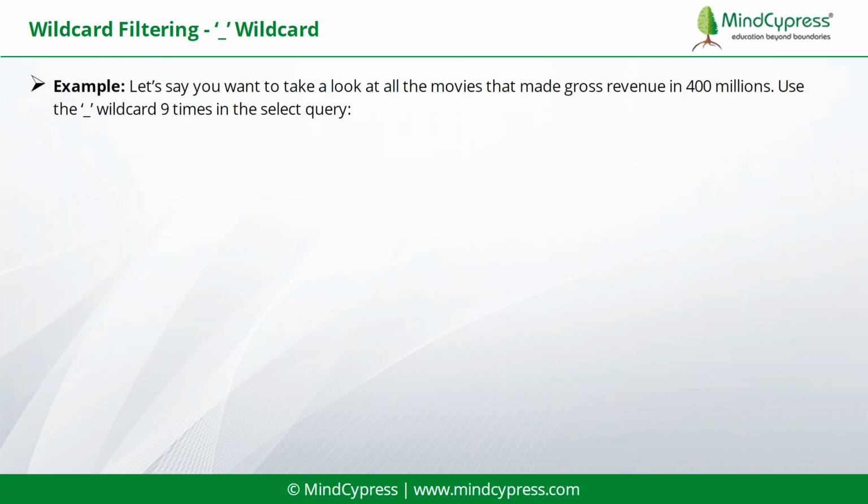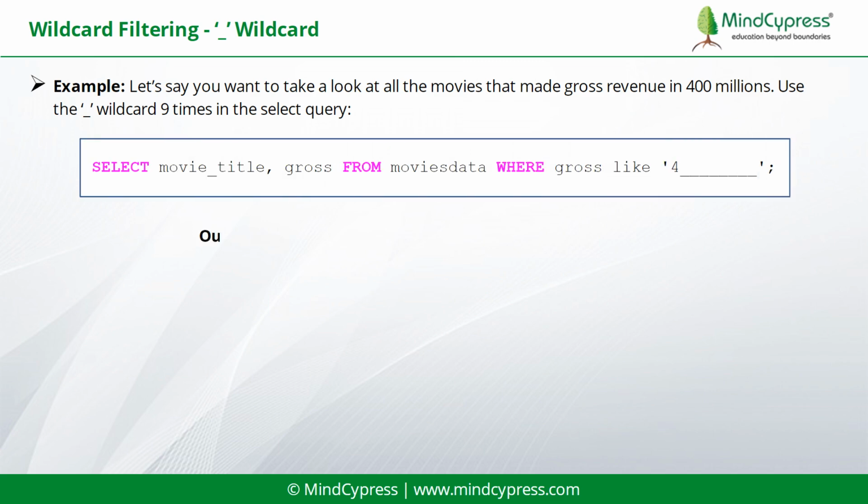Example: let's say you want to take a look at all the movies that made gross revenue in the 400 millions. Use the underscore wildcard 9 times in the select query. Output is.